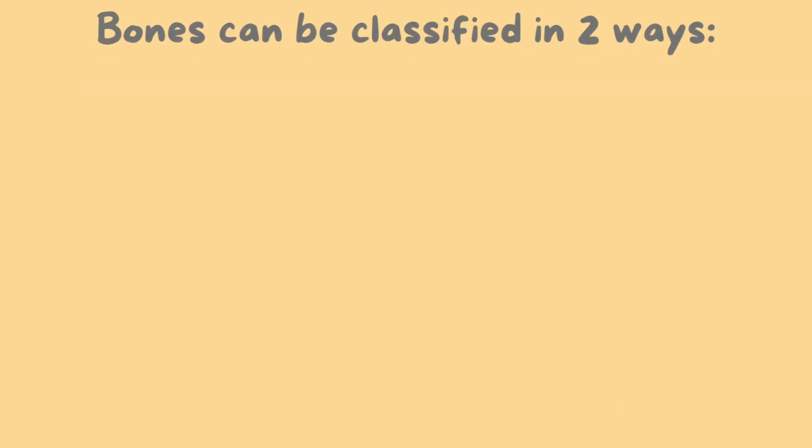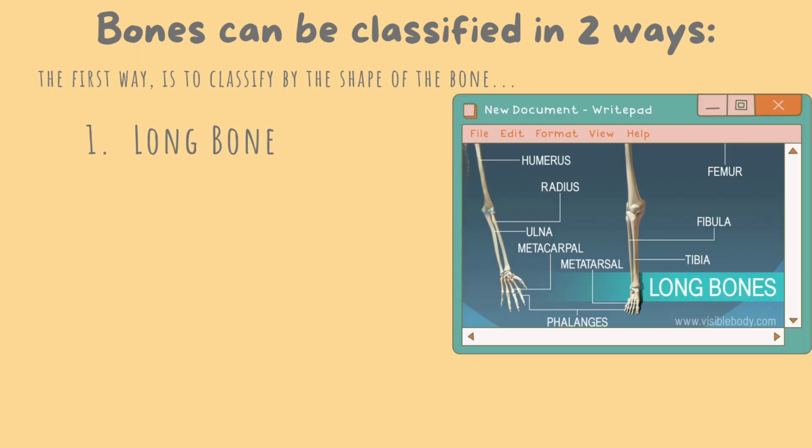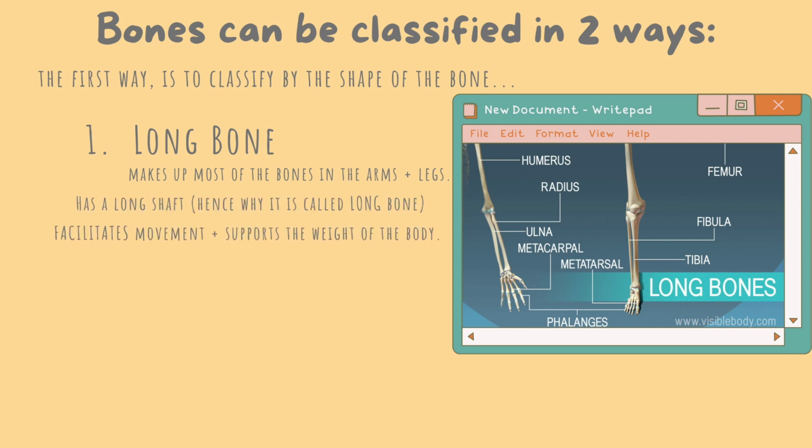There are two ways to classify bones. One way is by their shape. The long bone is, you guessed it, long. It makes up most of the bones in the arms and the legs, like the humerus, the ulna, fibula, and tibia. Long bones facilitate movement and support our body weight.